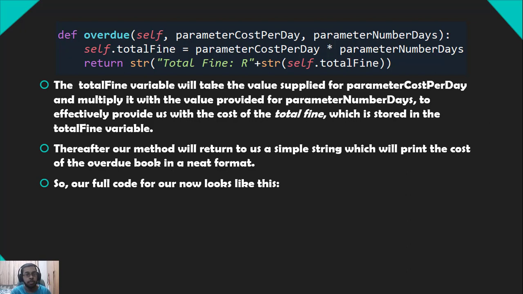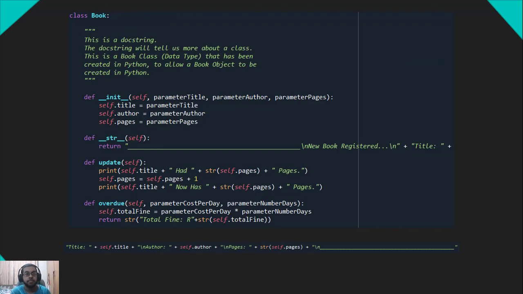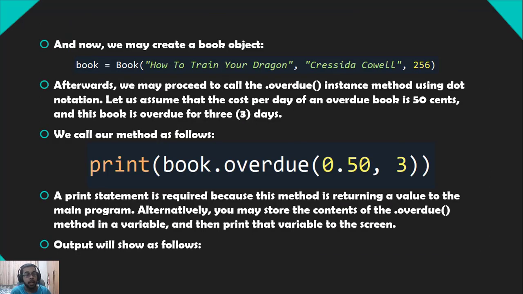So our full code for our book class now looks like this. And now, we may create a book object. book is equal to Book("How to Train Your Dragon", "Cressida Cowell", 256). Afterwards, we may proceed to call the .overdue instance method using dot notation. Let us assume that the cost per day of an overdue book is 50 cents, and this book is overdue for 3 days. We call our method as follows.